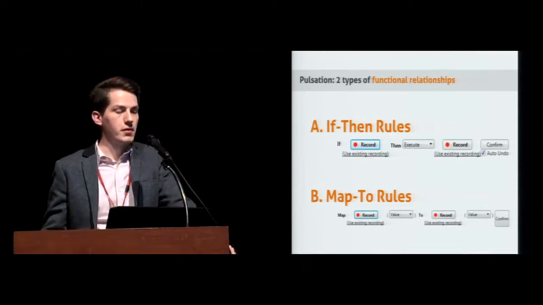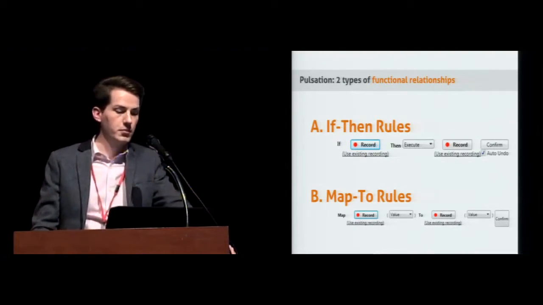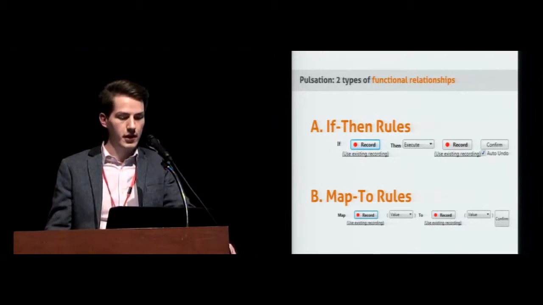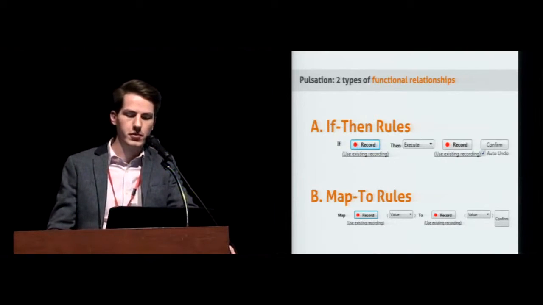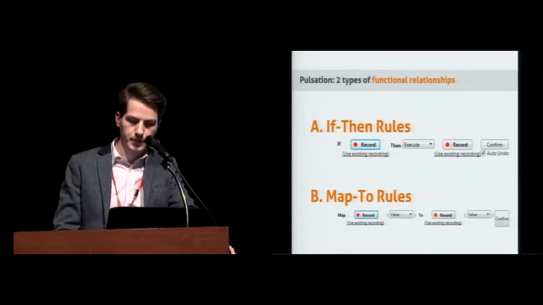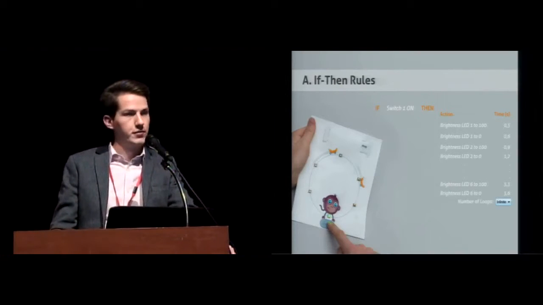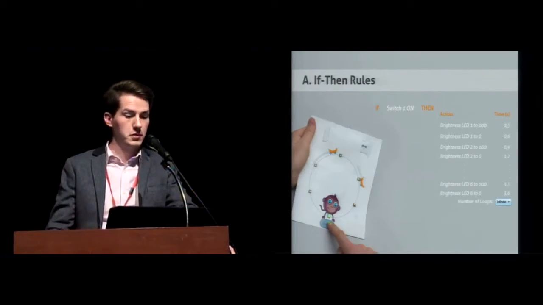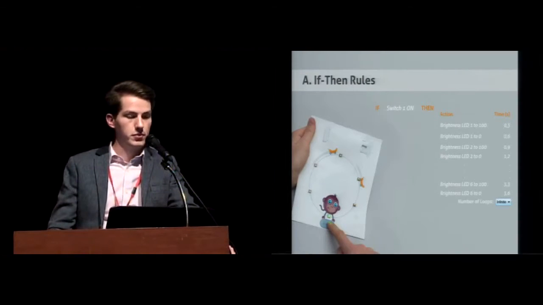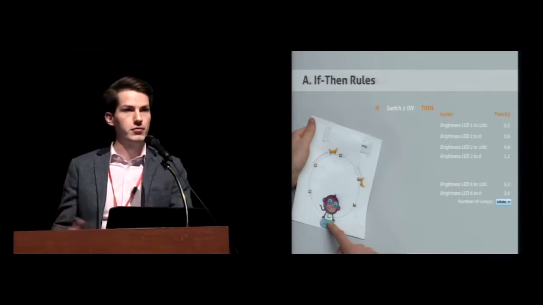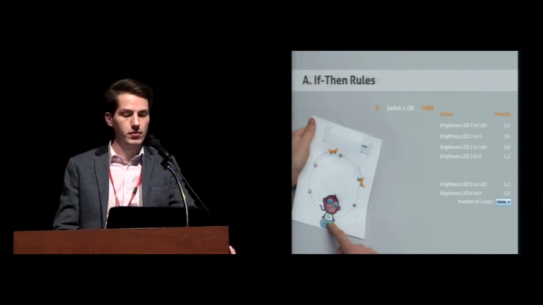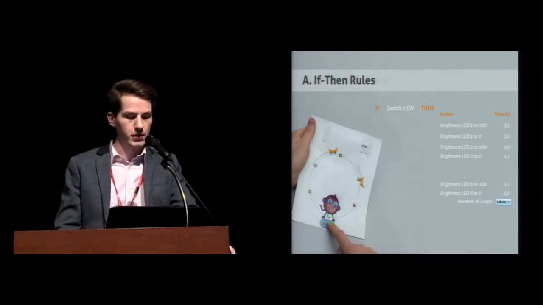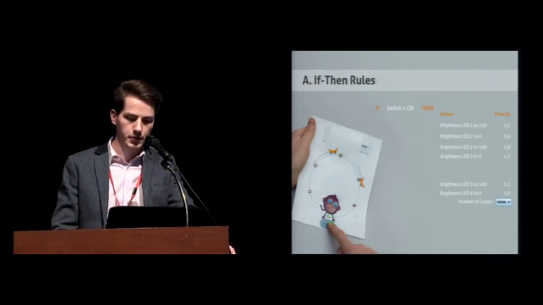In contrast, Pulsation is built around the idea that you only have two kinds of functional relationships, if-then and map-to rules. This is how such an if-then rule is specified. For example, with our paper game, when the switch is on, all LEDs start to blink. That's specified by turning one LED on and back off, and we do that for all the LEDs, and we specify some timing offsets, so that they blink one at a time.